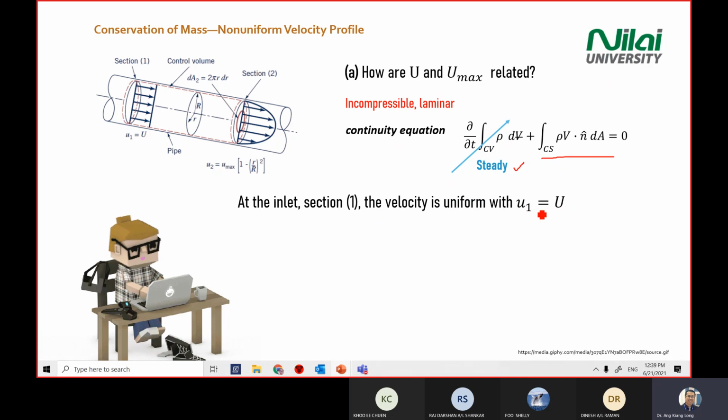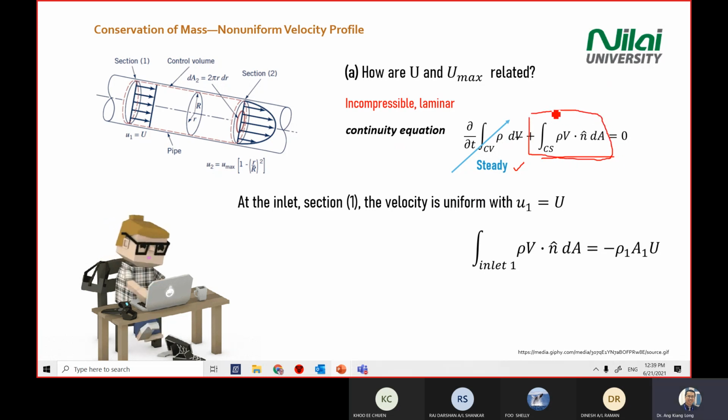So we extend our understanding from the question. Section 1, U1 equals U. You do the inlet first. So this component consists of the inlet plus the outlet equals 0. You calculate the inlet first. For the inlet 1, the integral of rho V dot n vector, dA, equals minus rho 1 A1 U.